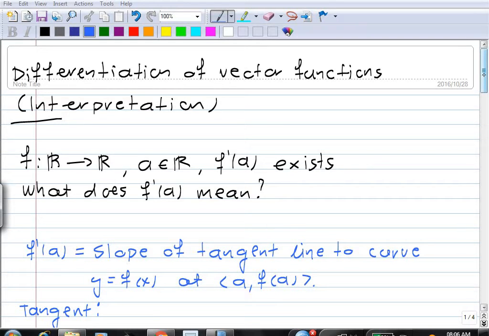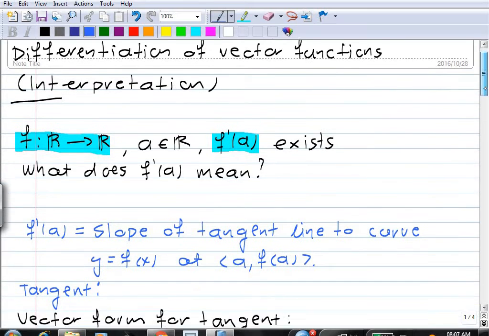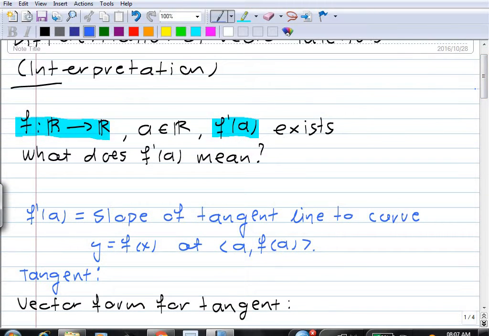And here it is useful to recall one of the interpretations of the derivative of a function from R to R. So let's say we have such a function, f mapping R into R, and at some point a, the derivative exists. Now, what does this mean? Well, you may recall from your first course in calculus that we interpret the derivative of a function from R to R as the slope of the tangent line to the curve with the equation y is f of x at the point a, f of a.